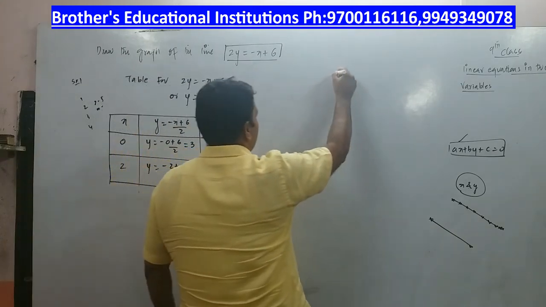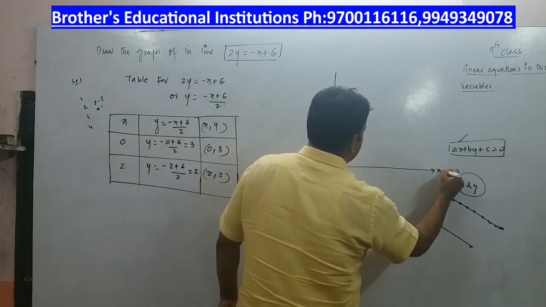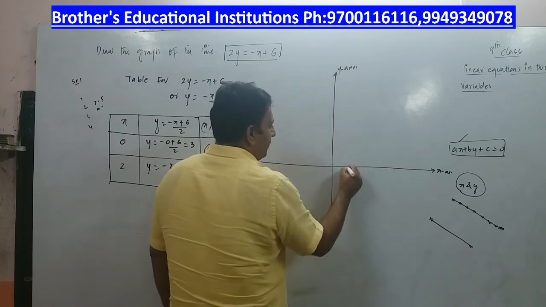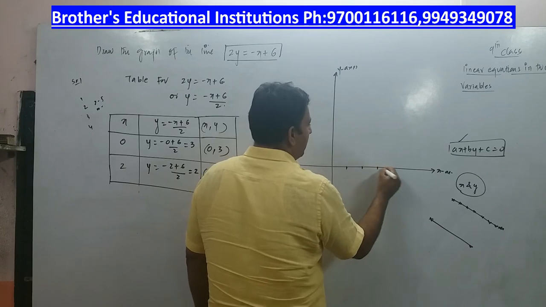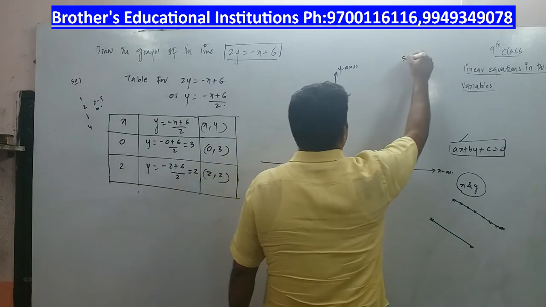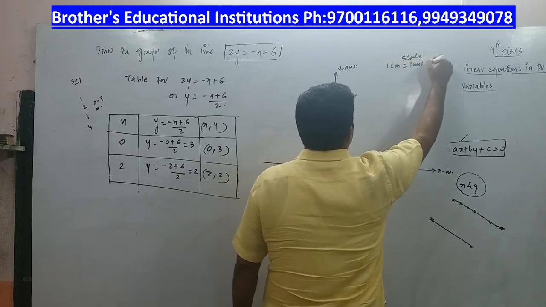Now what am I going to do? I will take the graph paper. In the center of the graph paper, I will say this is the x-axis and I will say this is the y-axis. Now there is 1 centimeter. This is called 1 centimeter. Alright, 1 centimeter markings will be there. Now on this x-axis, I will take a scale. Scale is 1 centimeter is equal to 1 unit on the x-axis.